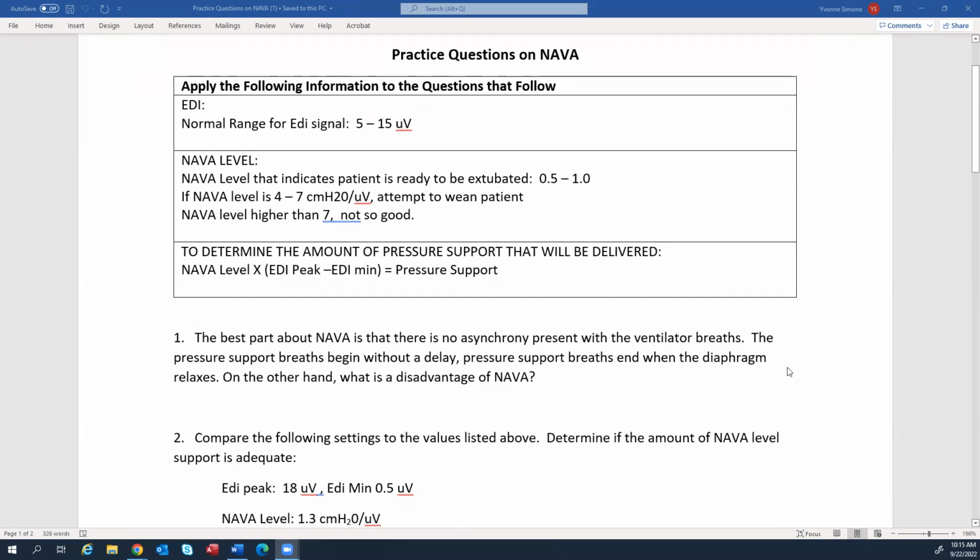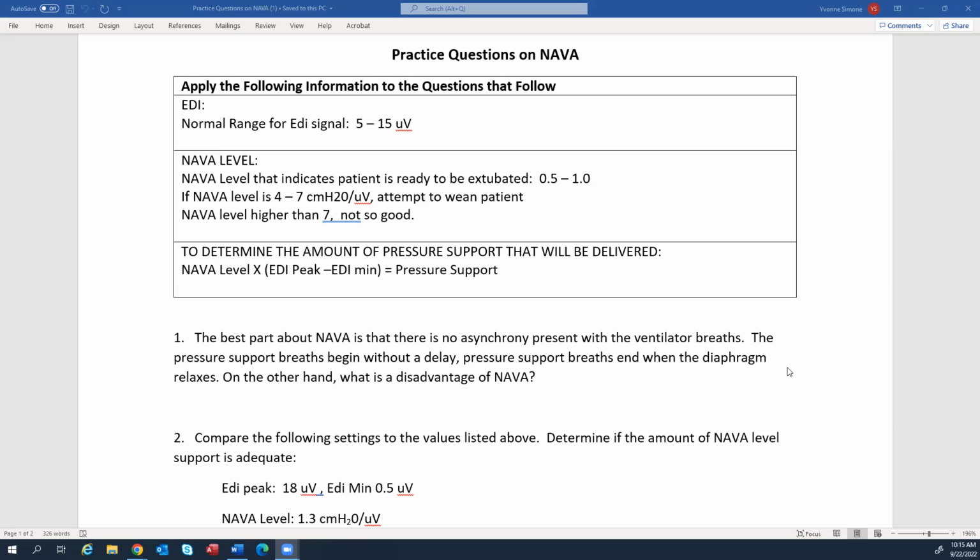So just to review NAVA, once that EDI catheter is in place and it can sense when the diaphragm is contracting, that information is then sent to a module on the side of the Servo ventilator, and the Servo knows when the diaphragm starts to contract. And of course, when the diaphragm starts to contract, that's when inhalation is beginning. So it can synchronize the very beginning of the breath by delivering some pressure support.